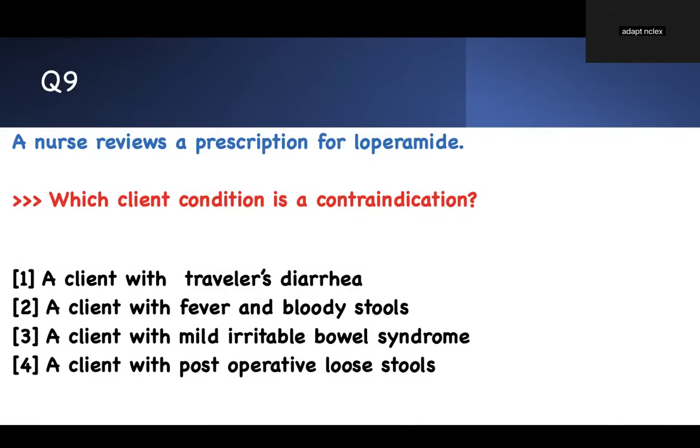A client with fever and bloody stool, you have an infection. You don't need to be what? Constipated, because the infection needs to get out of your system. A client with mild irritable bowel syndrome, if you have a lot of diarrhea, we can give you loperamide to slow you down. A client with what? Post-operative loose stool, we can give you something to slow you down. Therefore, bloody diarrhea and fever is contraindicated in the patient with what? Loperamide.